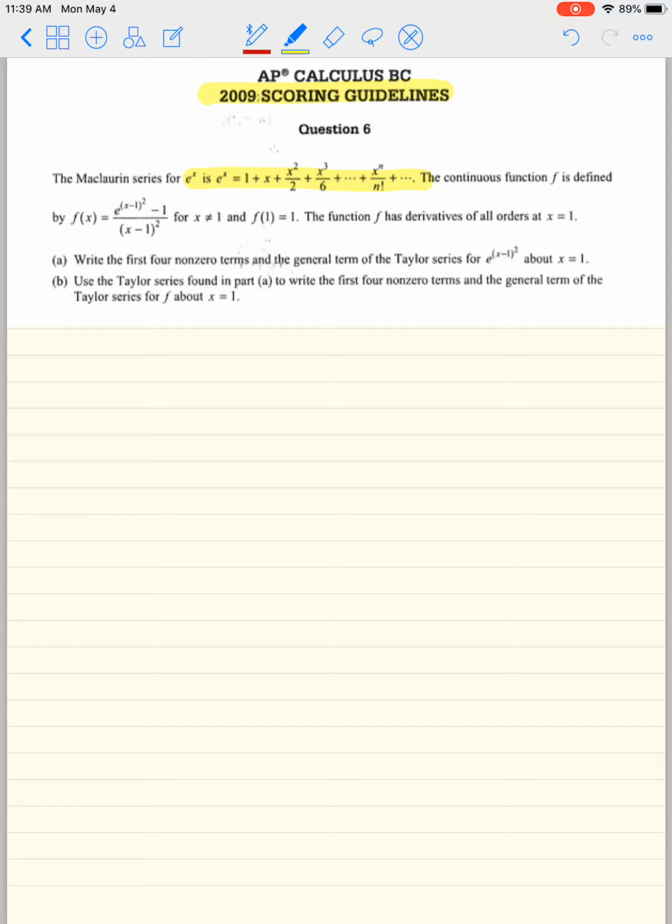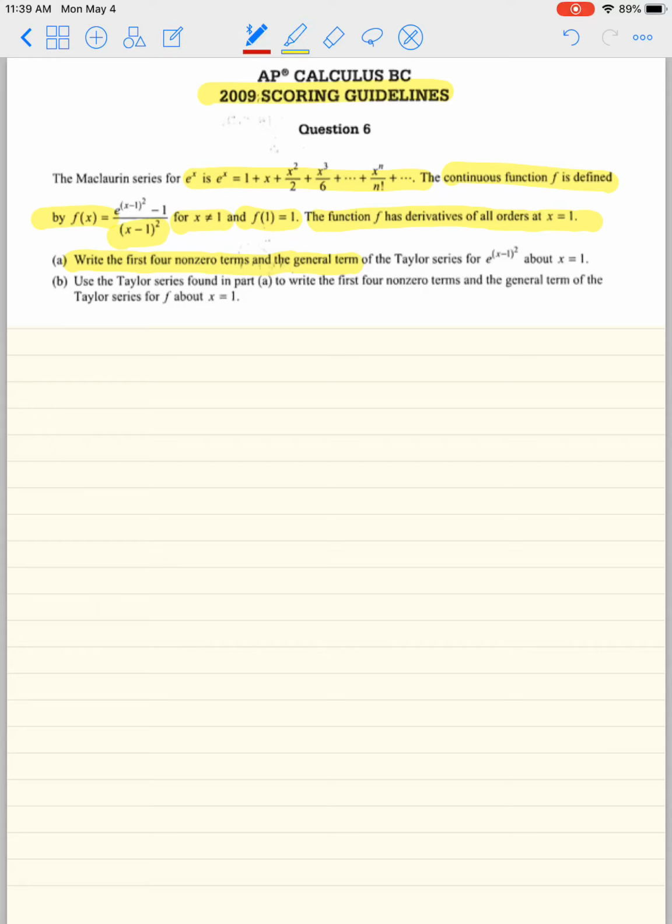So in this problem here, it says the continuous function f is defined by f of x equals e to the x minus 1 squared minus 1 over x minus 1 squared, for x doesn't equal 1, otherwise we would have it undefined there. And they said the value at 1 is just 1. The function f has derivatives of all orders at x equals 1. So they want you to write the first 4 non-zero terms and the general term of the series for e to the x minus 1 squared about this.